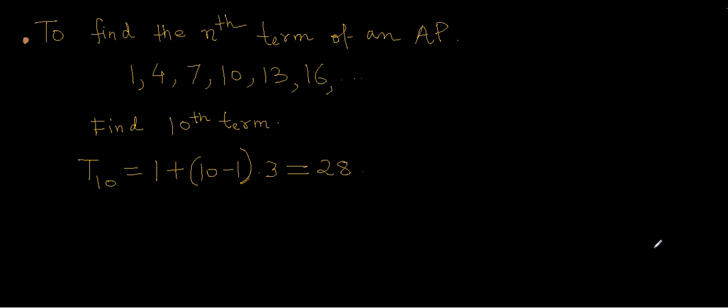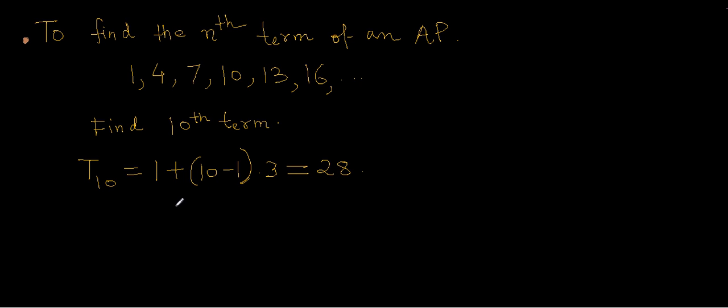This is part 2 of the AP tutorial, to find the nth term of an AP. Here a series is given: 1, 4, 7, 10, 13, 16. We have to find the 10th term. So we can find this as T10 equals 1 plus (10 minus 1) into 3, equal to 28.